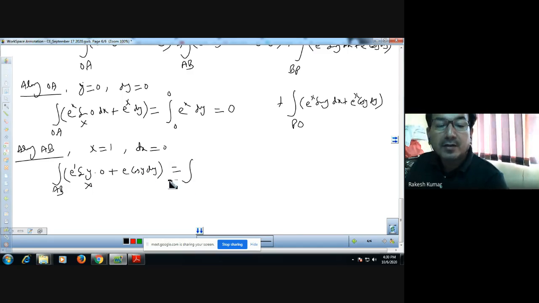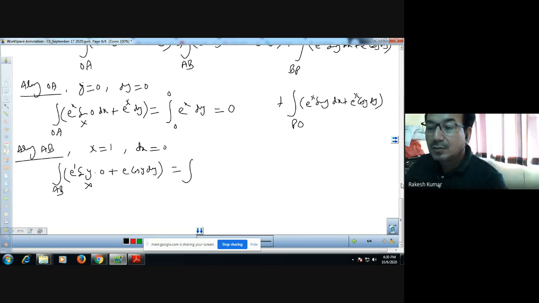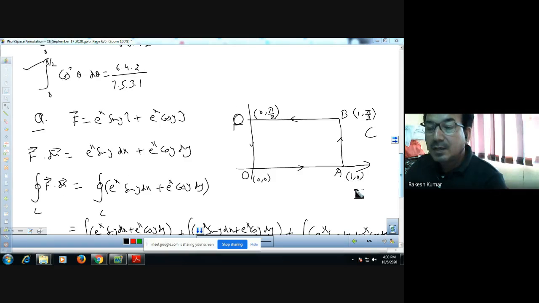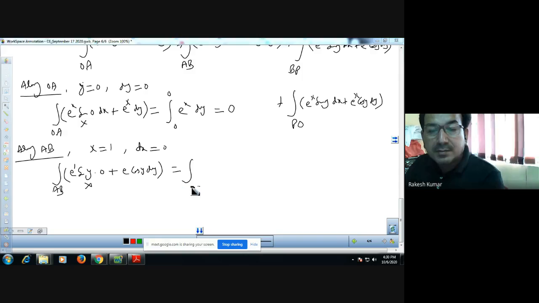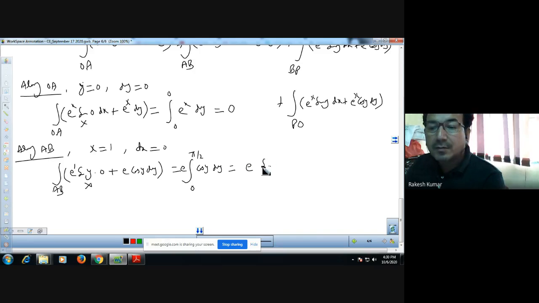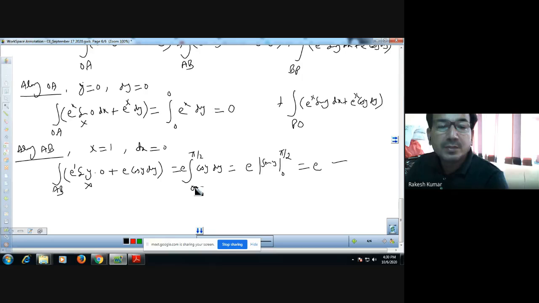This term will vanish. You have to write down the limits of y along AB. So along AB, the limits of y are 0 to pi by 2. So you just substitute the limits 0 to pi by 2. e is common, so that will be e times the integral of cos y. The integration of cos y is sin y, from 0 to pi by 2. For the upper limit, we will have the value 1. So this value will come out to e.